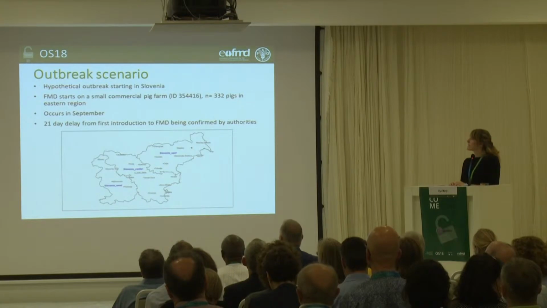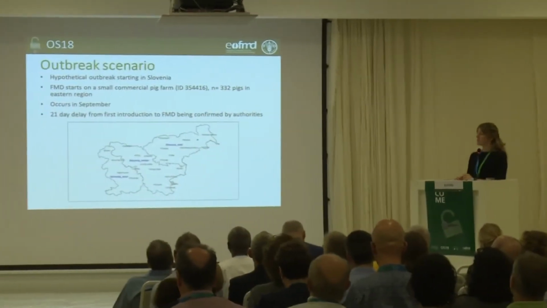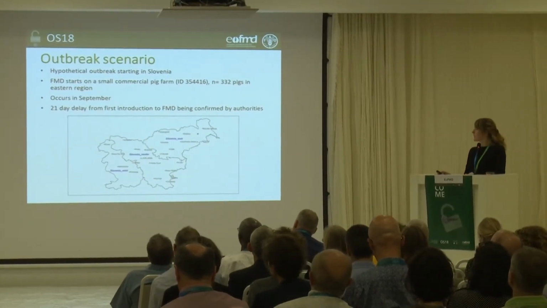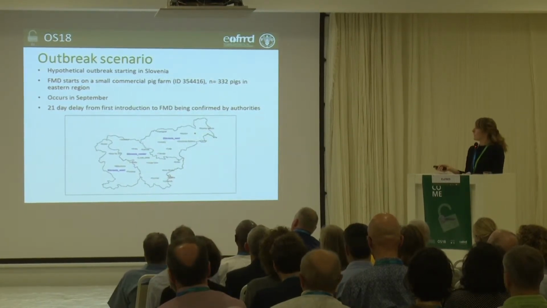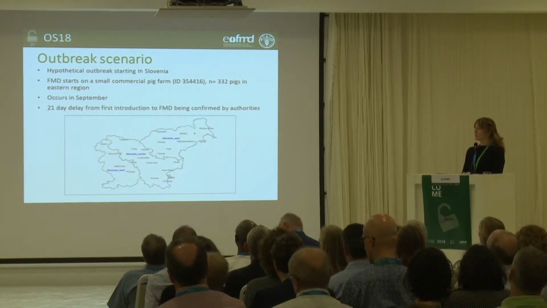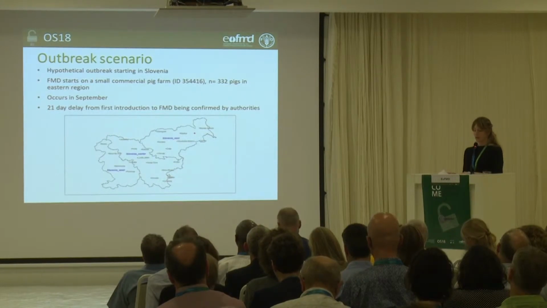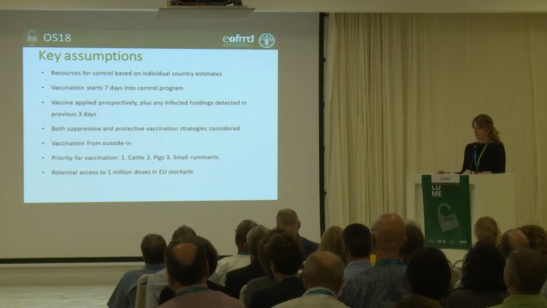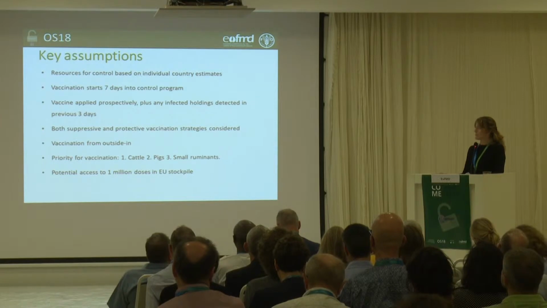So in our outbreak scenario, we are in Slovenia. FMD starts on a small pig farm with 332 pigs in the eastern region of the country. You can see here. And 21 days have elapsed since the disease is introduced in the country until it is confirmed by the authorities. The key assumptions for our study are that the resources for control are based on what each of the countries have estimated.